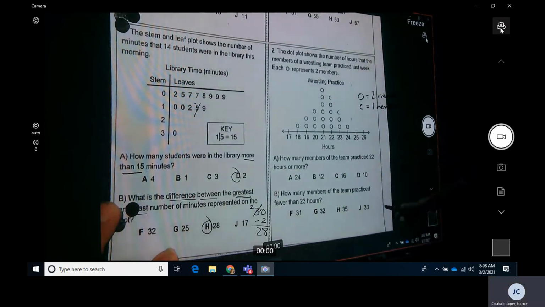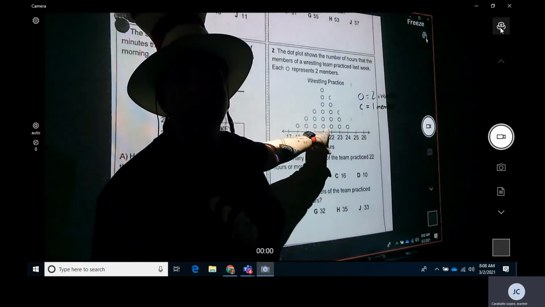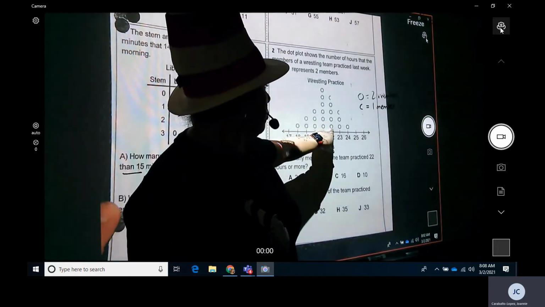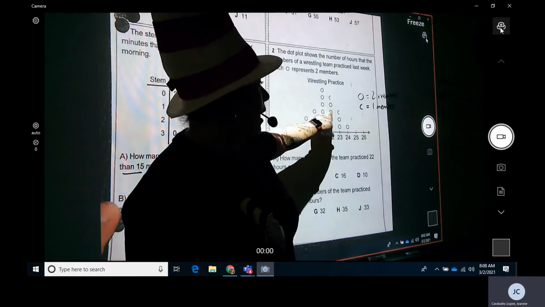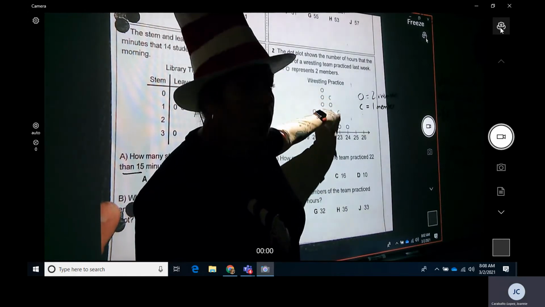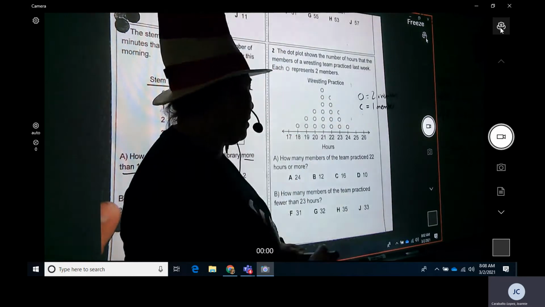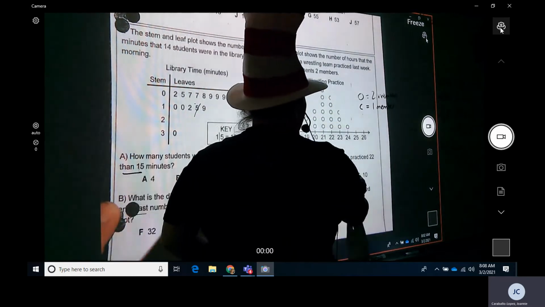So 22 hours. So let's count the students who practiced 22 hours or more. So let's count together. Everybody up here, all eyes on me. So let's count. 2, 4, 6, 8, 9, 10, 12, 14, 16. So my answer is C, 16.